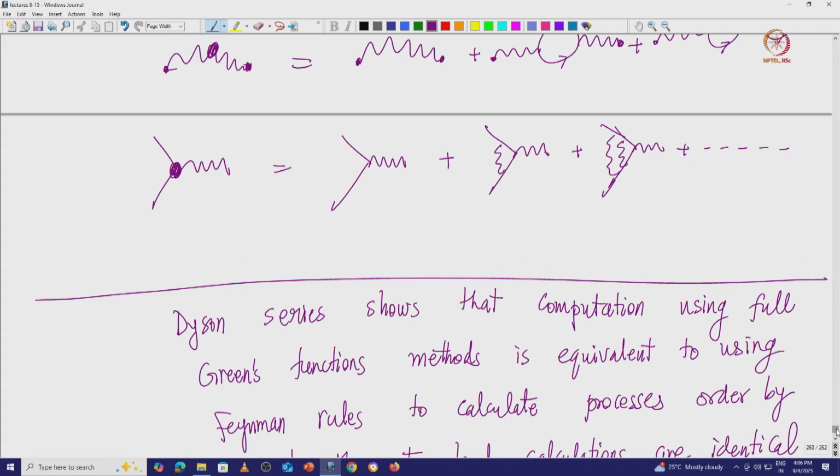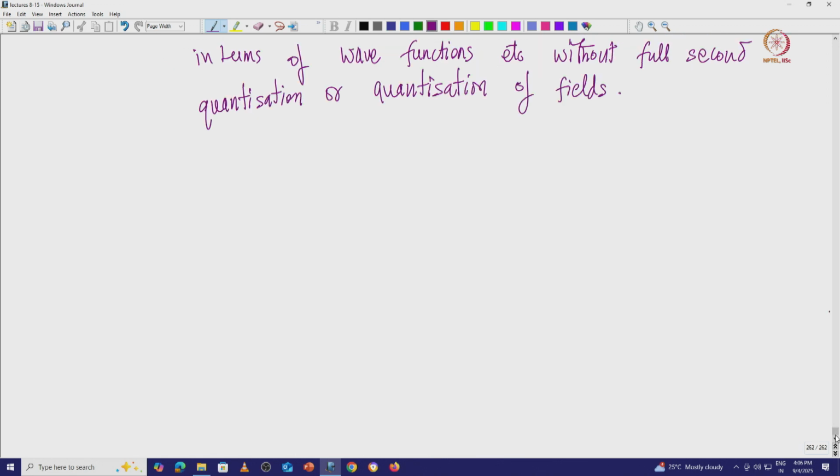So what does the Dyson series show? The Dyson series shows that the computation using the Green's function method is equivalent to using Feynman rules to calculate a process order by order in perturbation theory, without the full second quantization, meaning we can solve them using just the Feynman rules, at least at the tree level essentially. If you know the Feynman rules, you can compute without knowing quantum field theory or second quantization or any of these things.